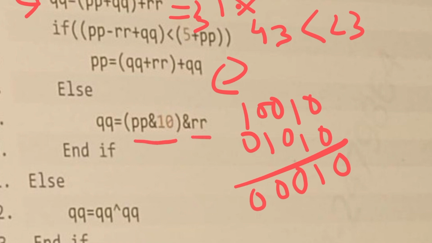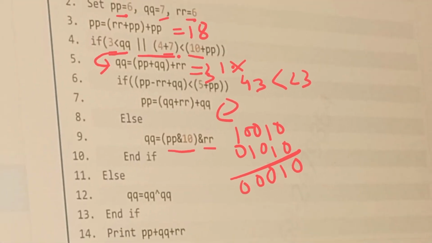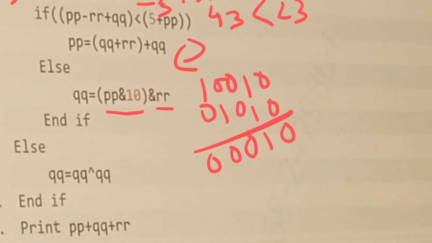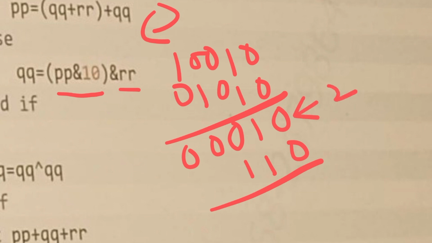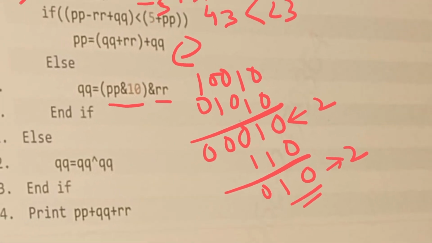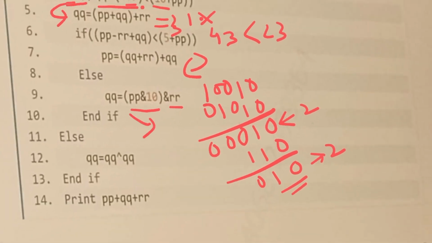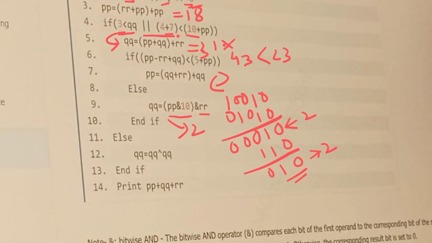And r. What's the value of r? That is 6. The binary representation of 6 is 110. So if you perform the AND operation between 2 and 6, 2 is 010. 0 and 1 is 0, 1 and 1 is true, 0 and 0 is false. So this again becomes 2. This is the binary representation of 2. So the value of q is now reinitialized as 2, so just ignore the old value.